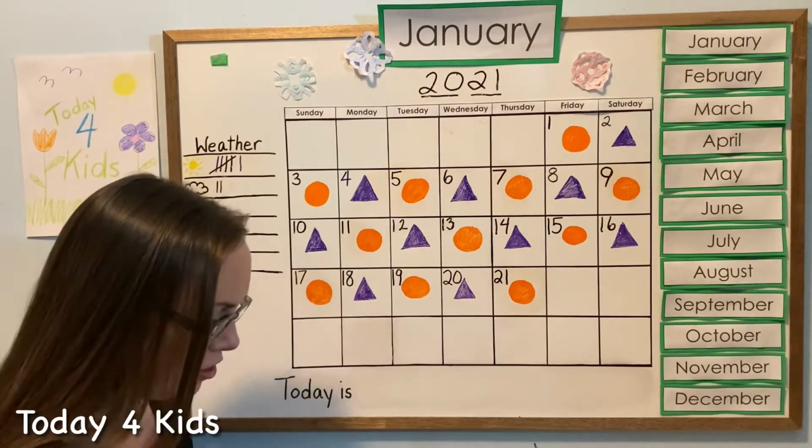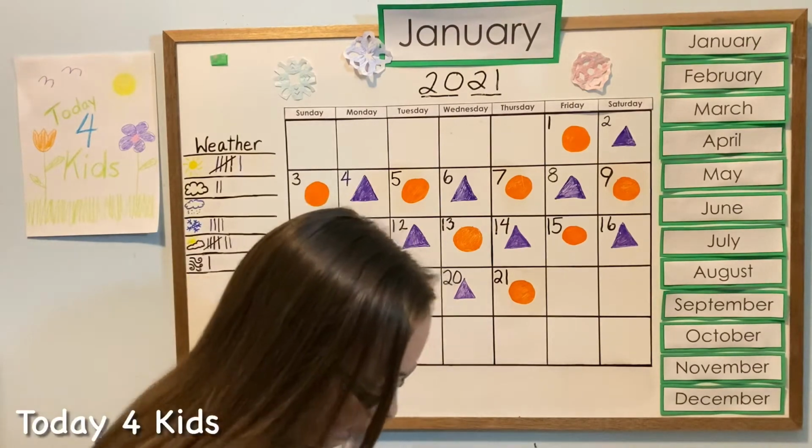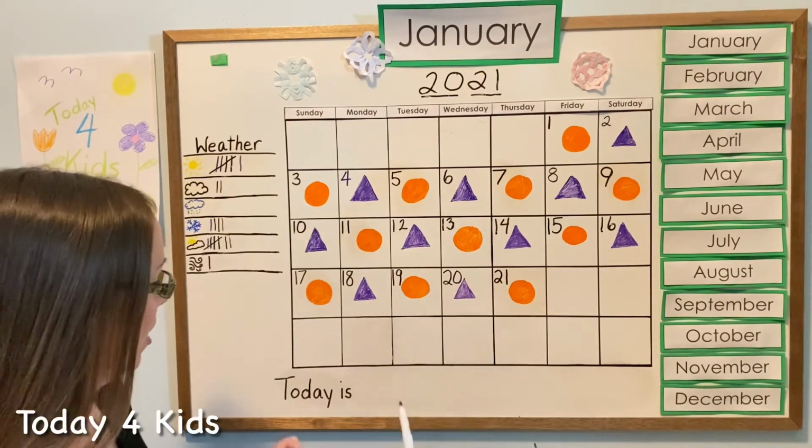Oh, I got my orange marker. I need a dark marker. I can't find the black one. We'll just do purple for now.